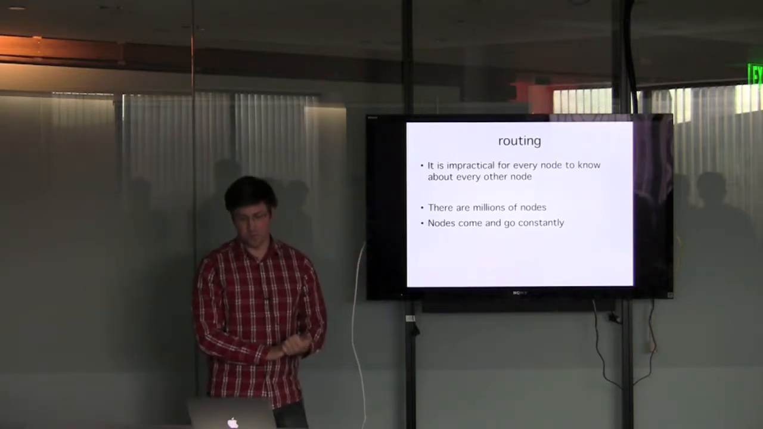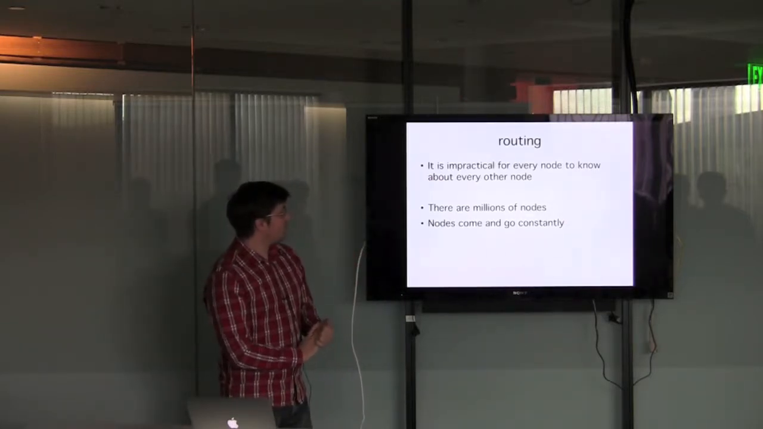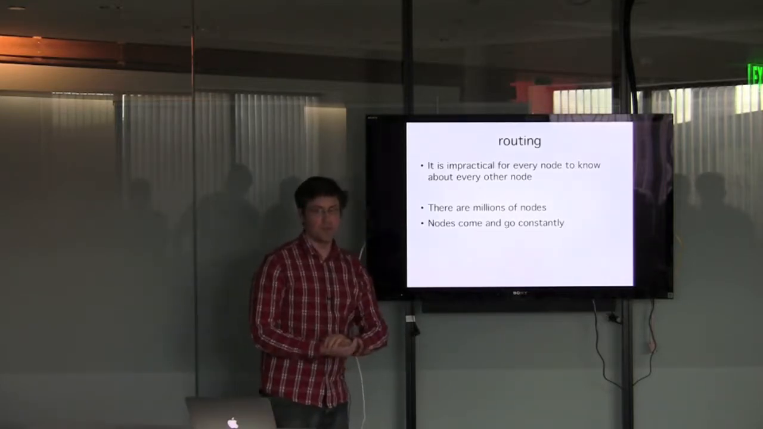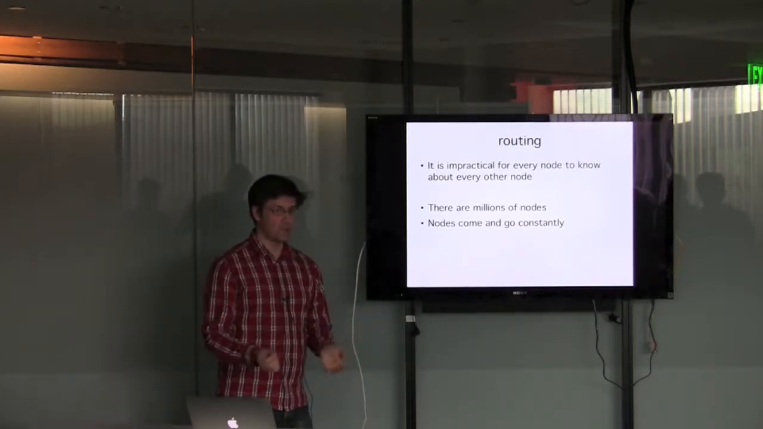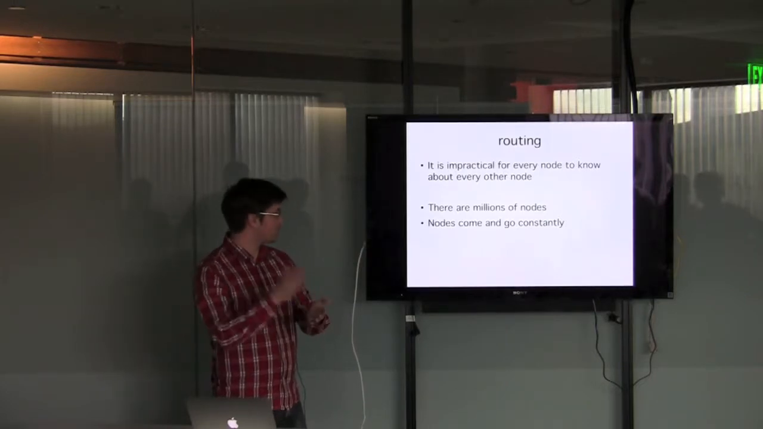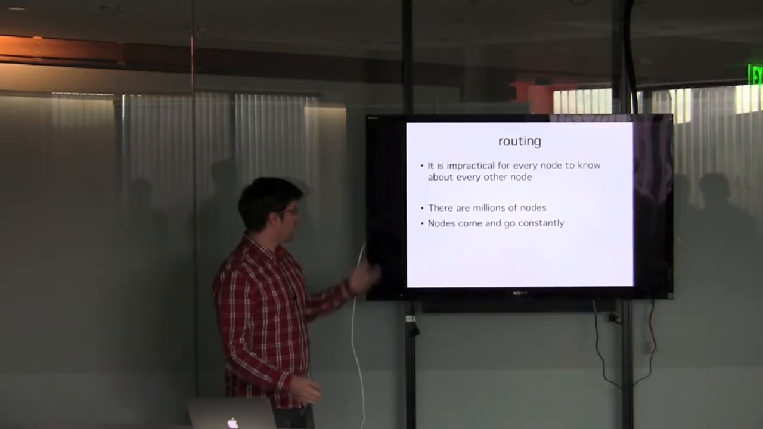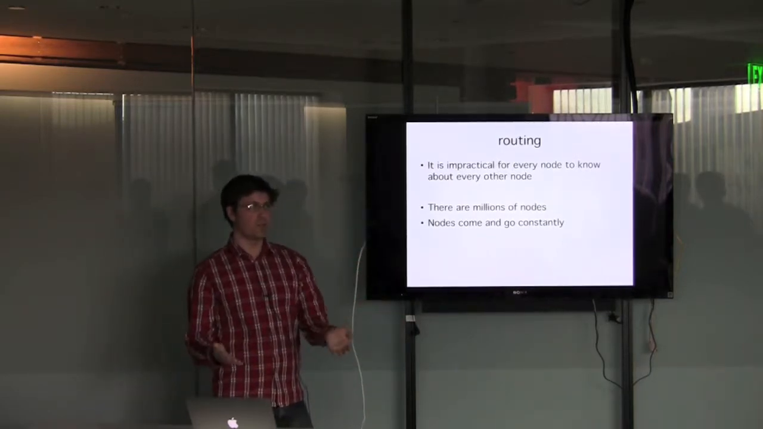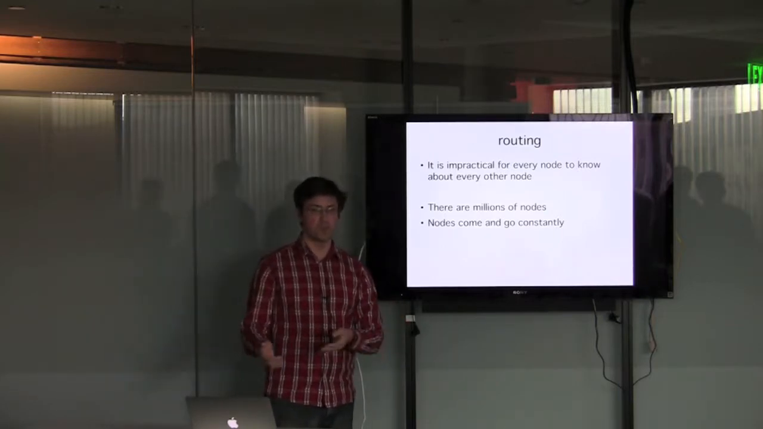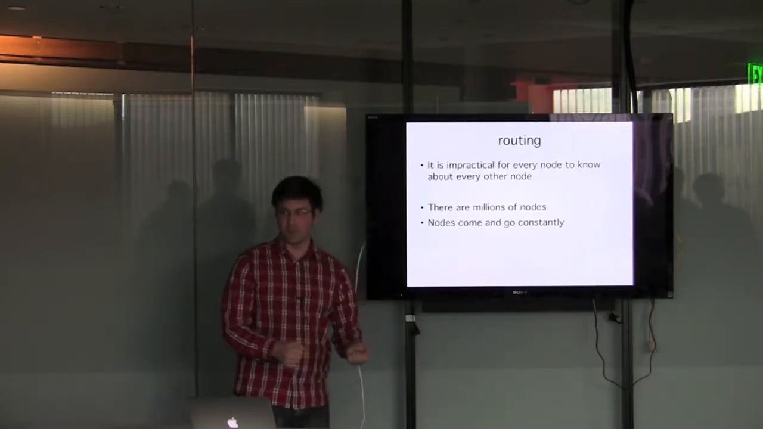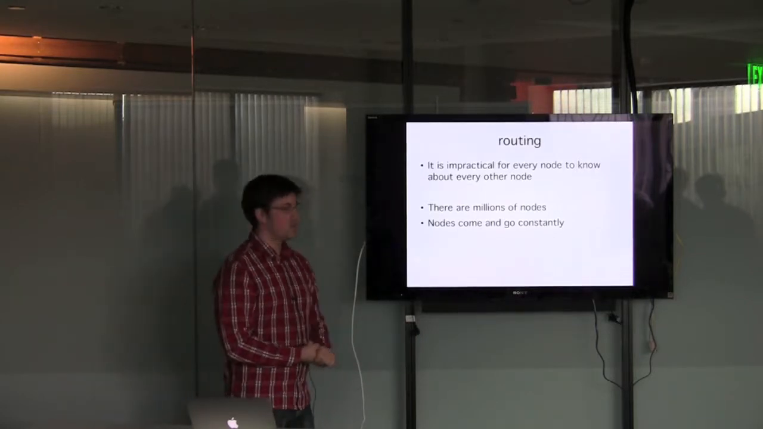Now, how do you do the routing? Obviously, it would be very impractical for every node to know about every other node. If everyone knew about all of the other millions of nodes, you could just go straight to the ones that are close to the info hash, and there wouldn't be any need for a recursive lookup. You just know it. The problem, though, is that there are millions of nodes, and nodes come and go constantly. So not only would you have to know about all the nodes in the entire world, you would have to update your understanding of all the nodes every time a single computer joins or leaves the network. The whole churn would be incredible.